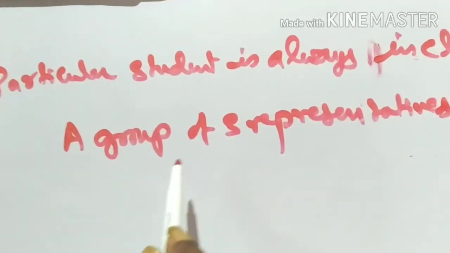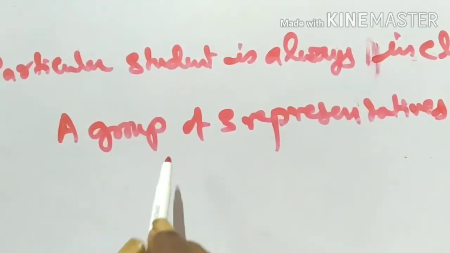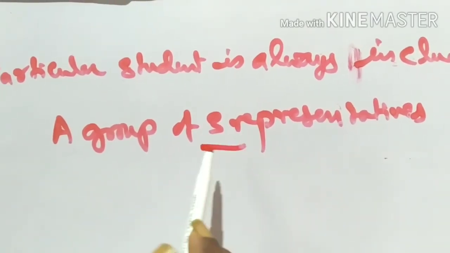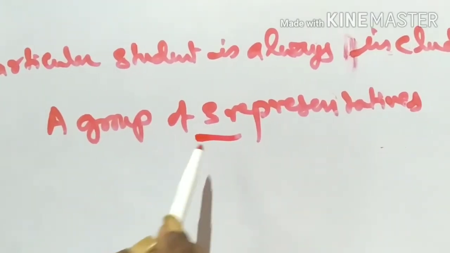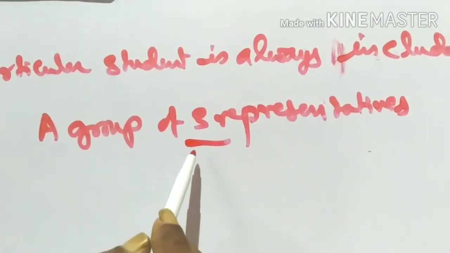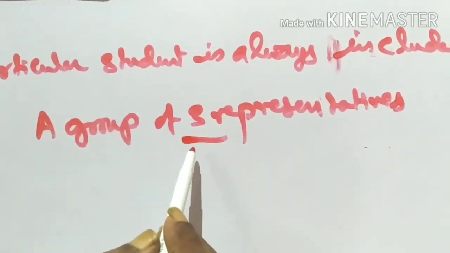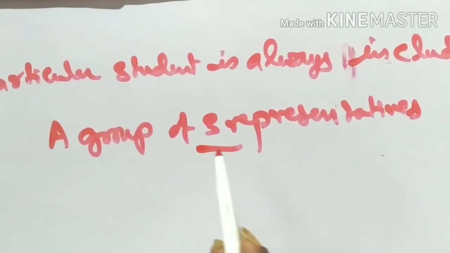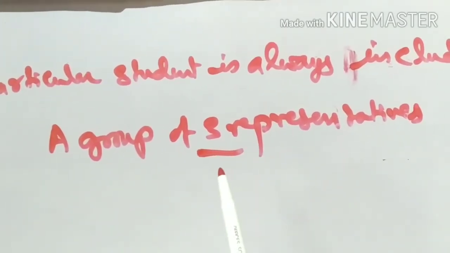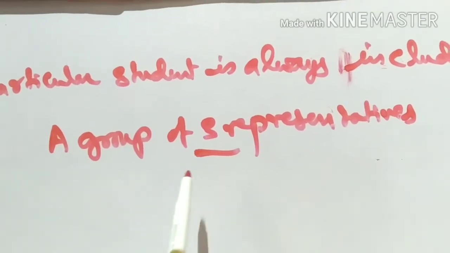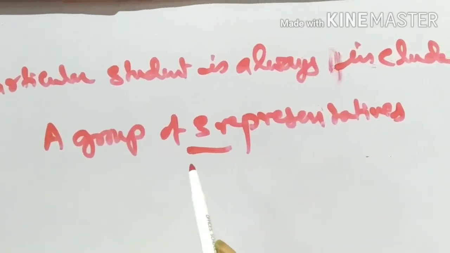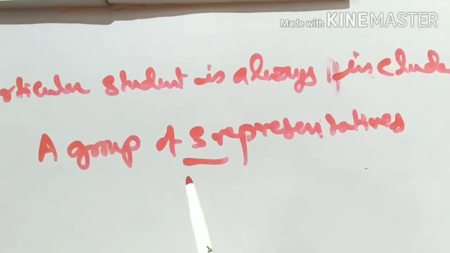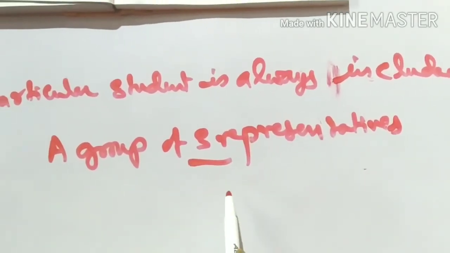You are selecting a group of 3 representatives, and in these 3 representatives the particular student must be present. Since he must be present, you have to select only 2 students, because that particular student will always remain there. Therefore, you have only 2 places.